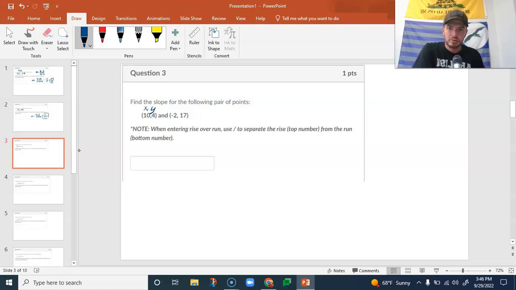Number 3. x1, y1, x2, y2. All right, so let's get to it. M equals, y2 is 17 minus 4, that's y1, and then x2 is negative 2 minus 10. And then now we just do it. So again, you guys see the deal. It's really not that challenging once you guys know kind of how to plug everything in.